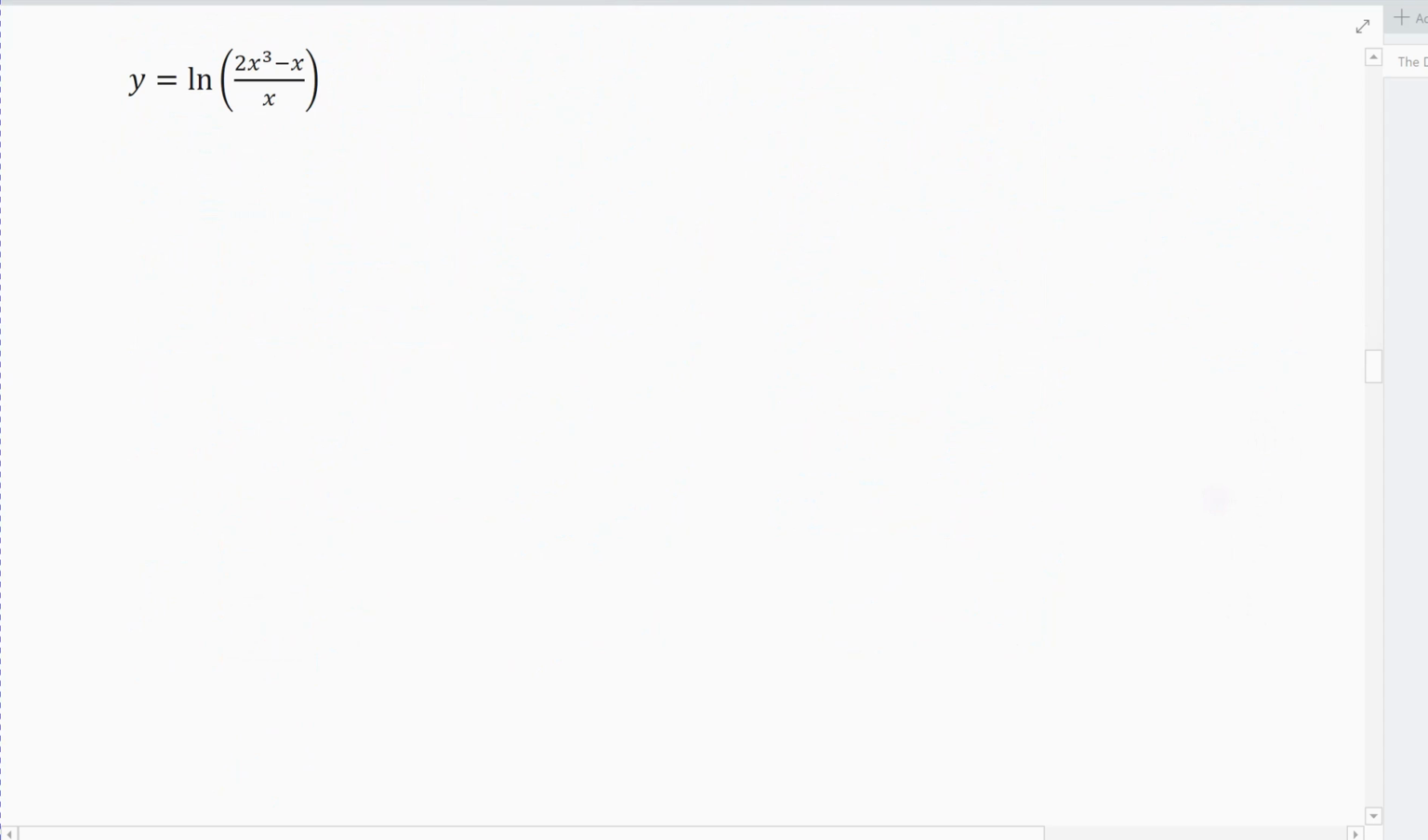Second example. Again, I'm going to do a little algebra manipulation. If I leave it, I'm going to have to use the chain rule and the quotient rule, because the inside function, you'll notice, is a division. Right? I've got 2x cubed minus x, divided by x. But there's a simple algebraic trick you can use to make your life a little easier.